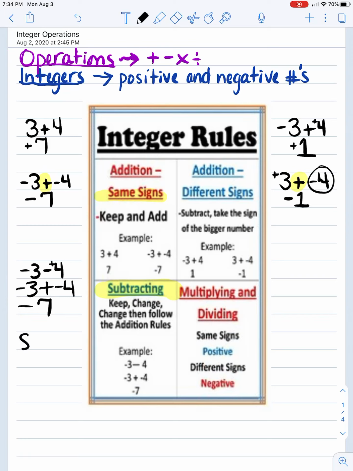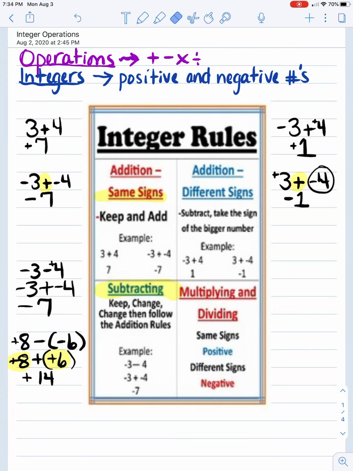Let's try another one. Let's say we have 8 minus a negative 6. So I keep, change: keep the positive, change the subtraction to plus, and change the negative 6 to a positive 6, and then I follow my addition rules. So if I look, I have a positive 8 plus a positive 6. Same signs, says you keep the sign, add the numbers. So my answer is positive 14.